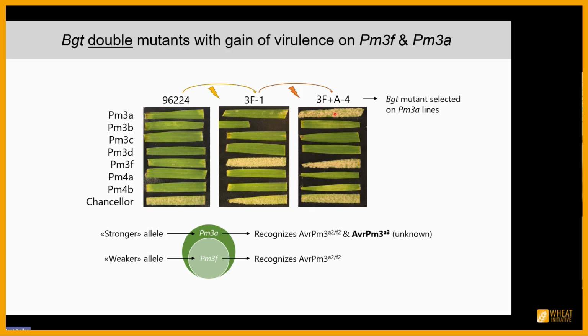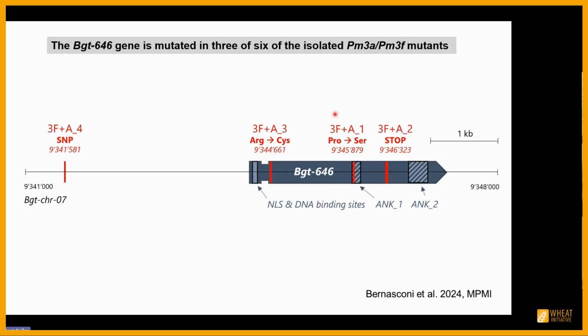The surprise came when we looked at these mutants, because we identified a total of 6, and 3 of them had mutations in a gene which we call BGT646. And this is not an effector. It's an unknown gene, which we have here, these 3 mutations. And we don't really know what exactly is the function of the gene, but obviously the gene is necessary for avirulence on PM3A, I should say.